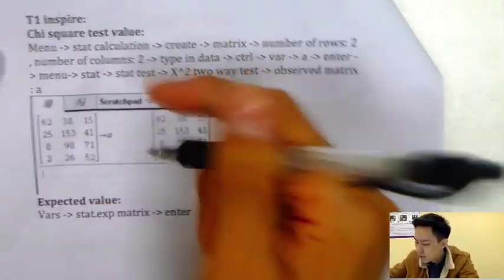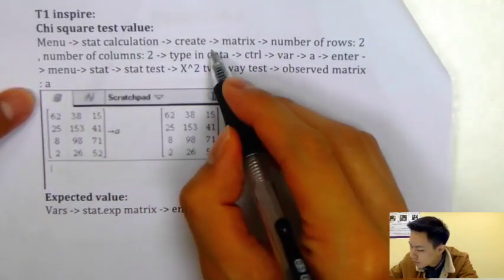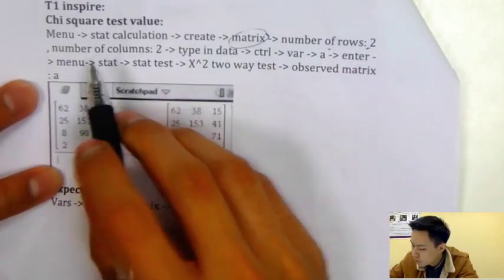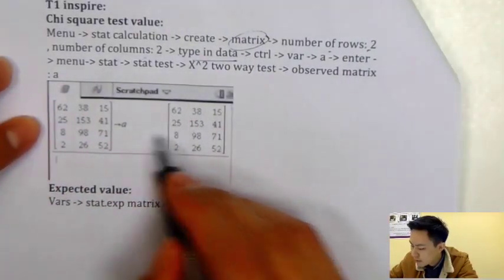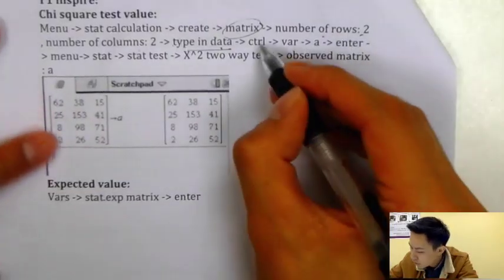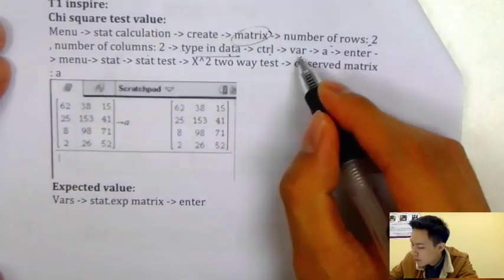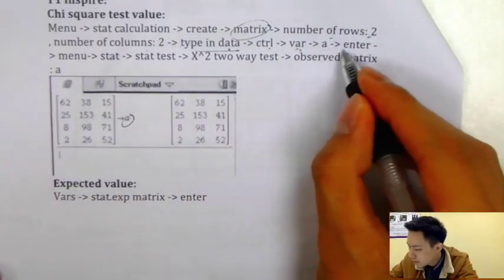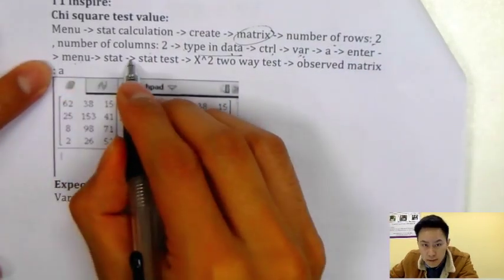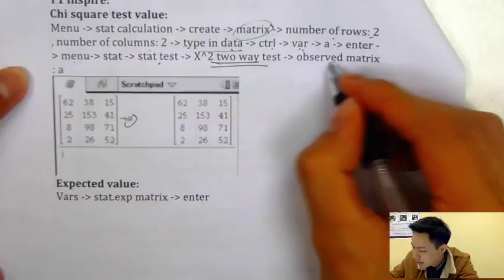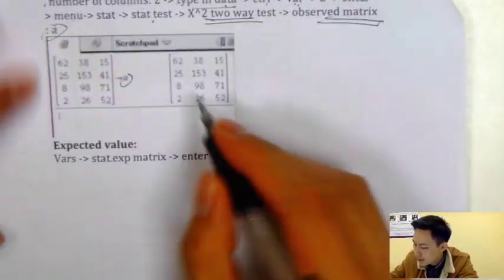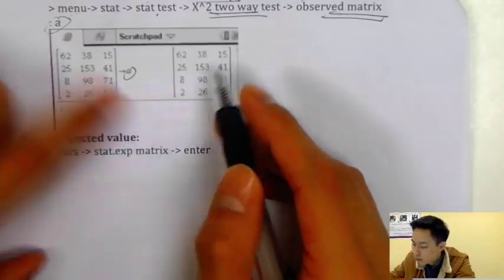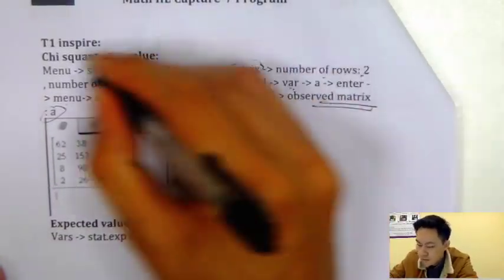And for the TI-Nspire, you have to go to menu and then stat calculation, create matrix. Number of rows 2, number of columns 2, and then type in the data. After that you go to control var, and then you have to type in a name, let's say A, and then enter. Then you go menu, statistics, select test, chi-square test two-way, observed matrix A, and then you have the answer here.